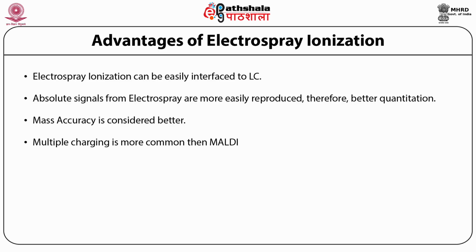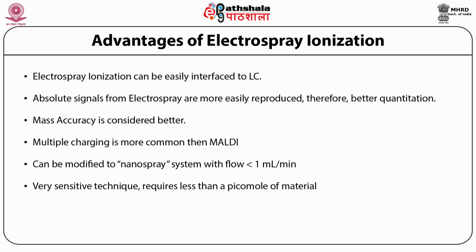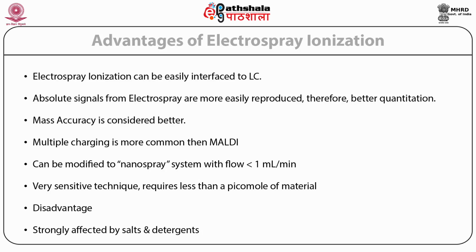Electrospray ionization can be modified to a nanospray system with a flow rate of less than 1 ml per minute. This technique is very sensitive and requires less than a picomole of material. Lastly, it has some disadvantages also. One of the major disadvantages is that electrospray ionization is strongly affected by salt and detergents.